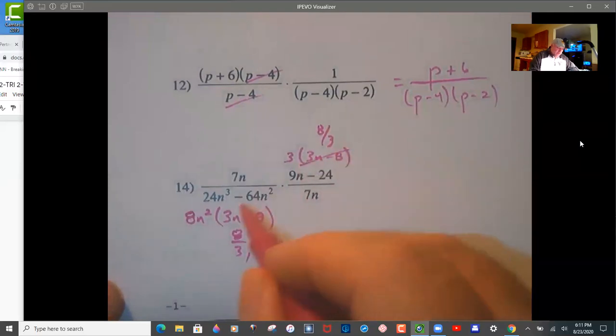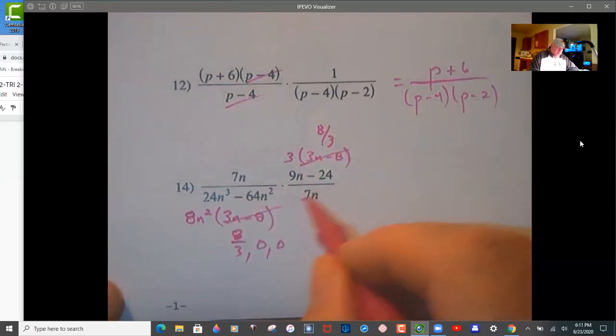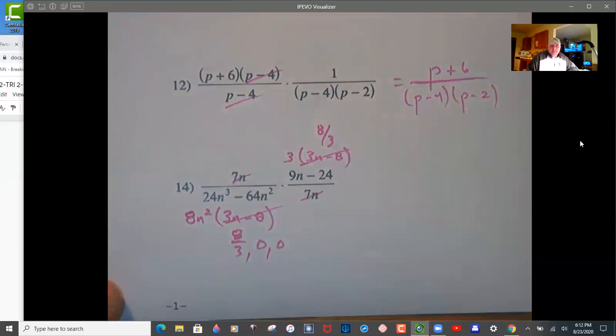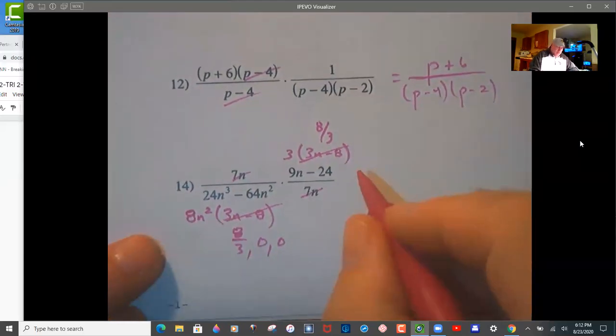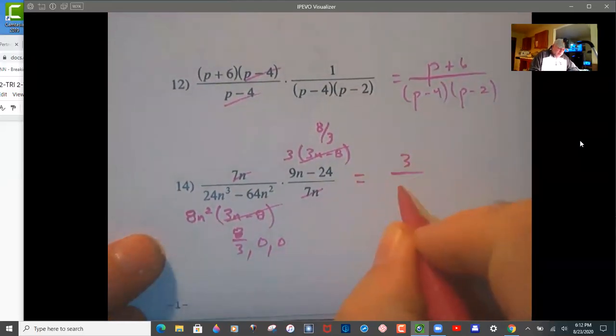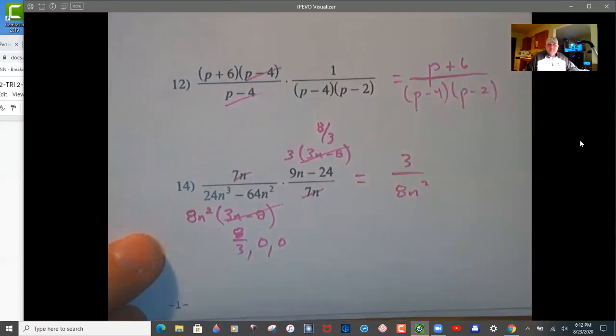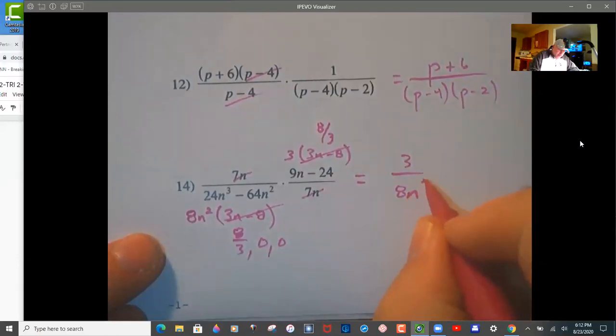Now it's time to cancel after that. So you see those 7 n's will drop. So we're left with 3 over 8n squared as our final answer.